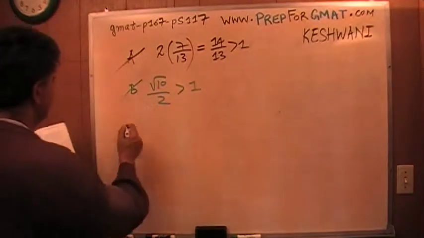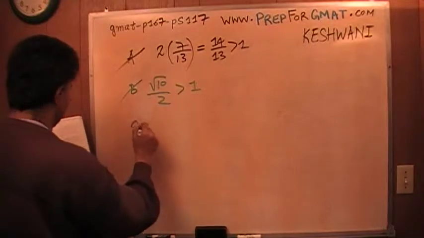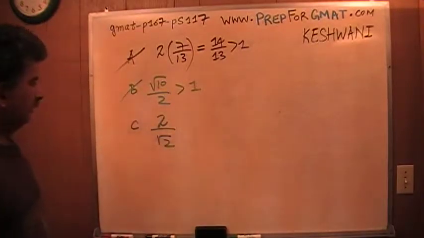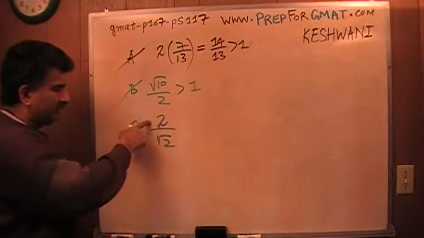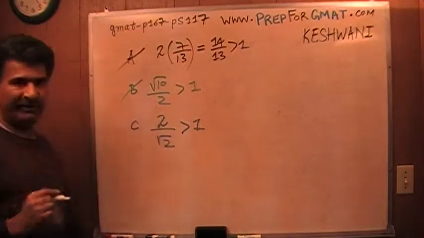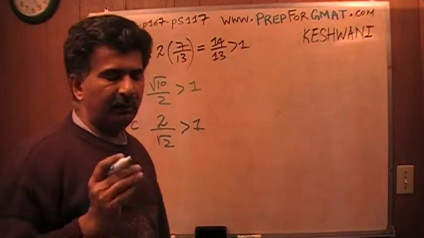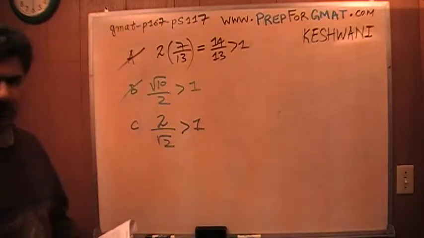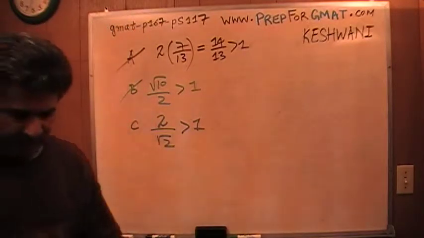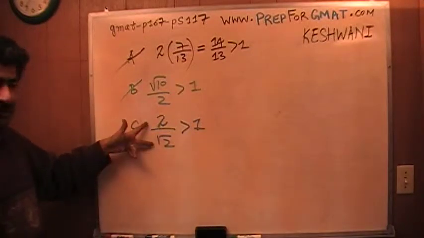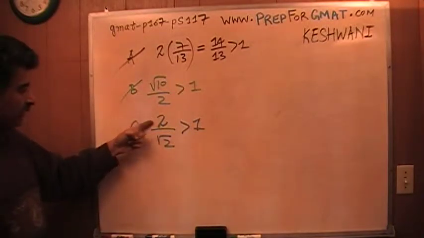C is interesting. C says 2 over root 2. As long as the top part is more than the bottom part, it has to be more than 1. Now notice how I speak. I do not use all the terminologies from the math. I like to keep my life simple. I speak in terms of top part and bottom part. But if you insist, as long as the numerator is more than the denominator, the fraction has to be more than 1. And how do I know the numerator is more than the denominator here?